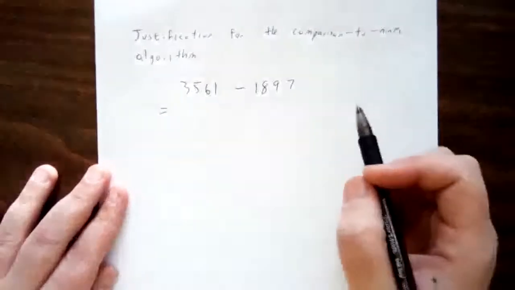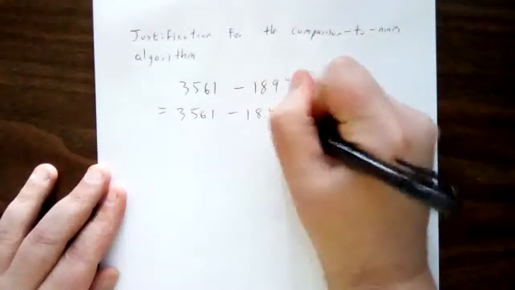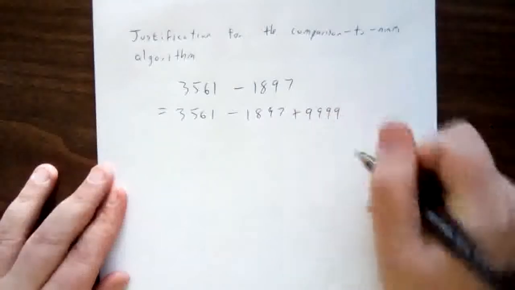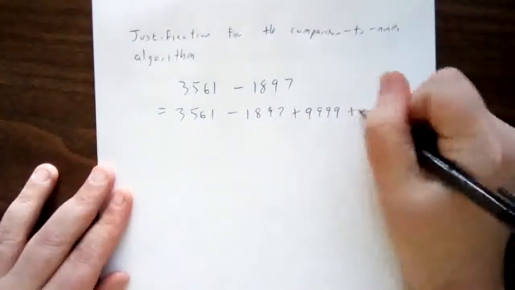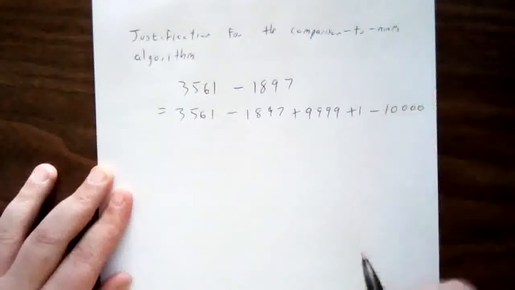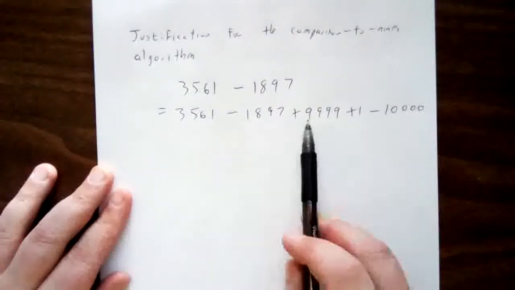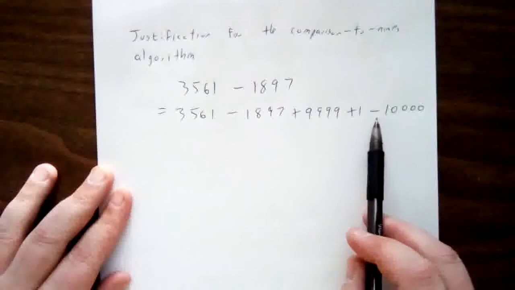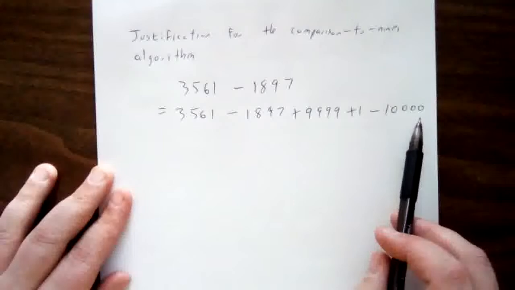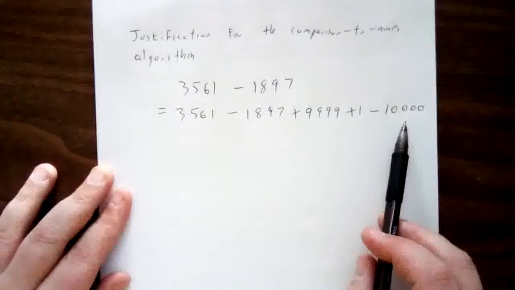So first off, in our comparison to nines algorithm, I know that at one point I'm going to be introducing the extra 9,999, and I'm going to be introducing the extra 1, and later on I'll be removing the 10,000. These two lines, of course, are equal. We had the initial problem with an extra 10,000 being added in and an extra 10,000 being removed. So we've balanced things out. This is still going to have the same value as the initial problem.